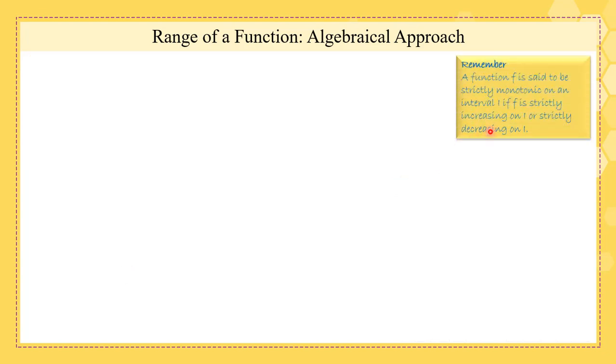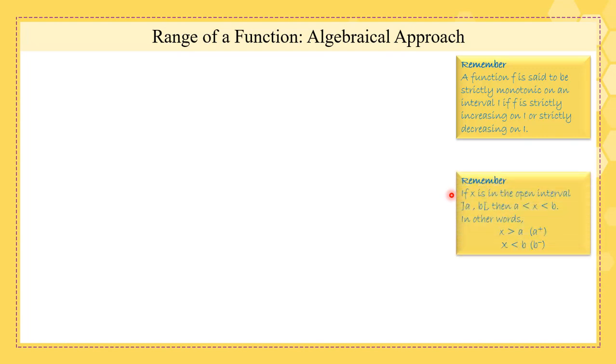So remember, a function f is said to be strictly monotonic on an interval I if f is strictly increasing on I or strictly decreasing on I. Remember also, if x is in the open interval (a, b), then x would be between a and b. In other words, x would be greater than a and it would be smaller than b. That's why we put a plus and b minus.